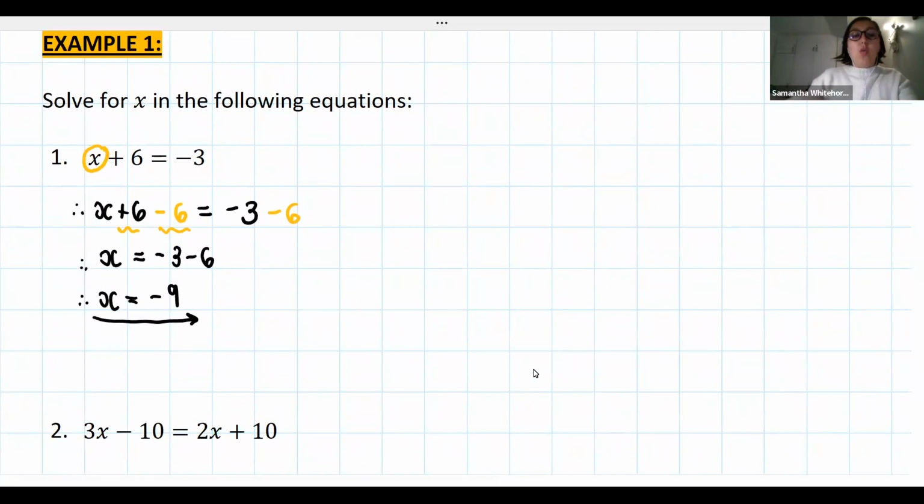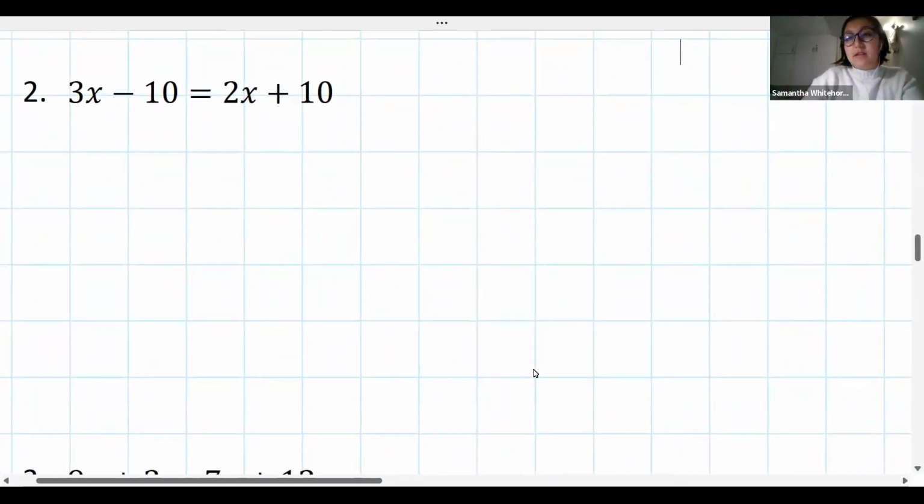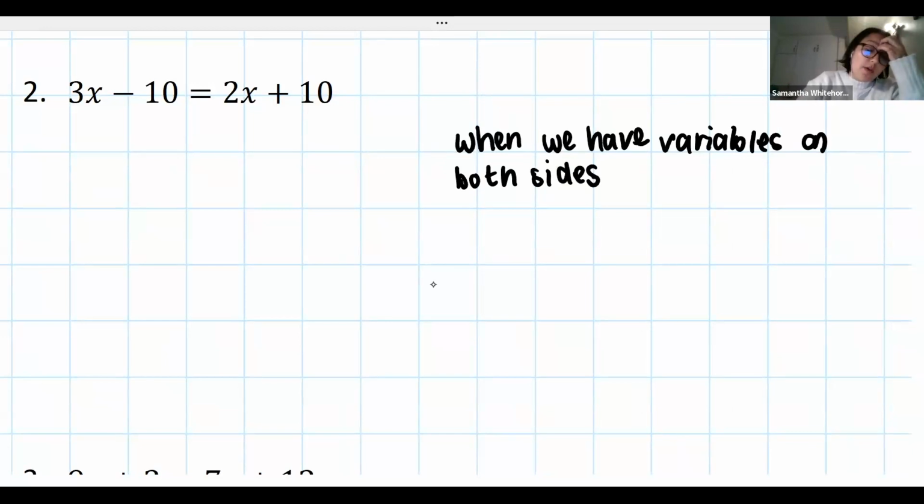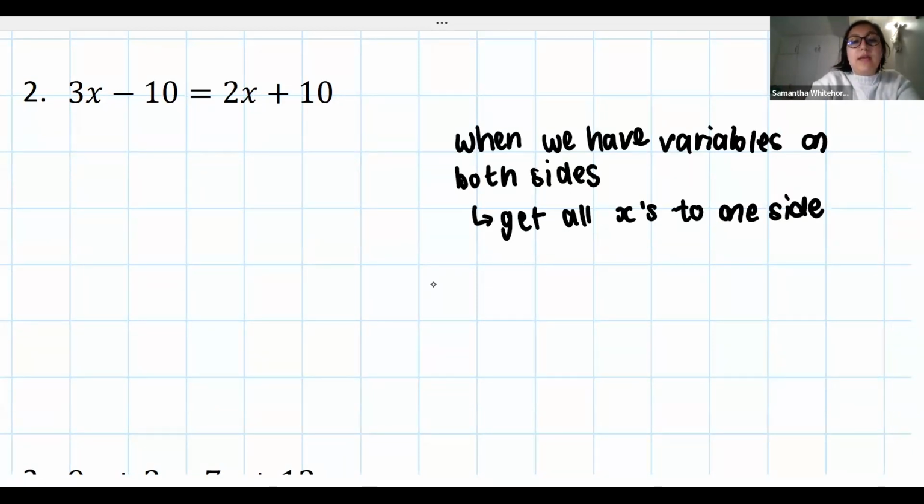Okay. When we have a variable, and the variable can be anything, in this case it's x, when we have variables on both sides of the equal sign, our goal is to get all of the x's to one side, or terms with a variable, and all numbers to the other side. Guys, numbers we could also call constants. Remember, they're just numbers without the variables.